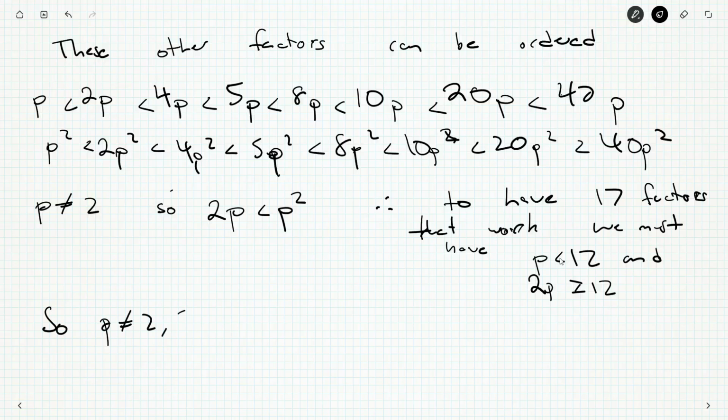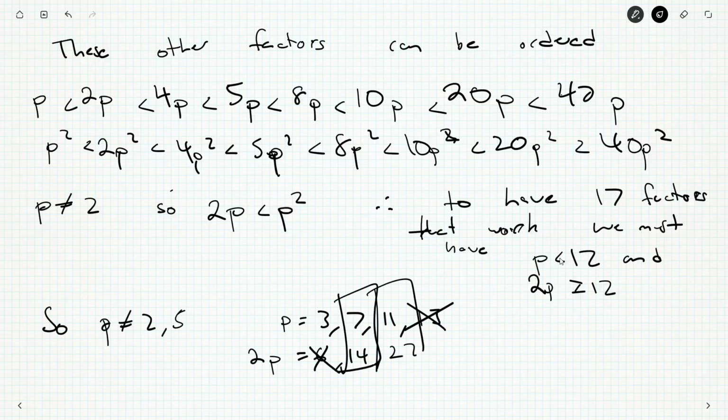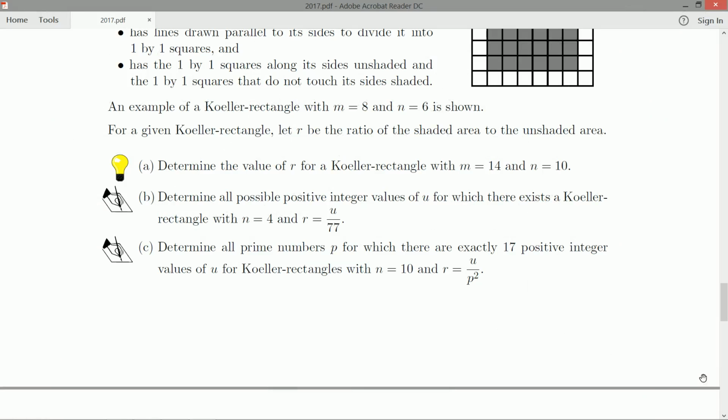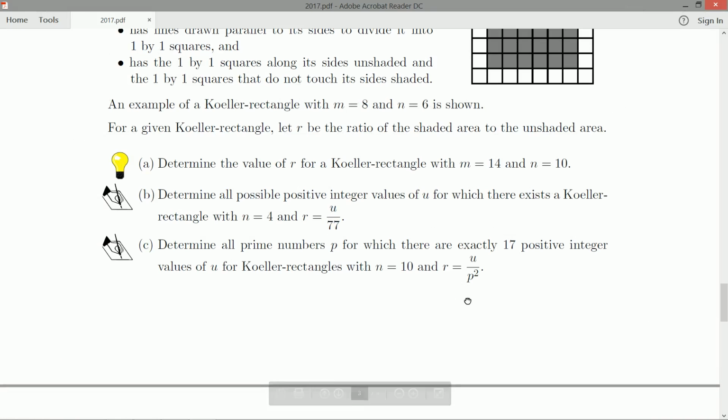So p is not 2 or 5. So p could be 3, 7, 11. Can't be 13. 13 is now too big. It's over 12. But that would make 2p equal to 6, 14, 22. Well, 6 is too small. So 7 works and 11 works. Actually there's not a whole lot else to say. P is 7 or 11. There we go. I don't know if they realized this, but 7 times 11 is the 77 we get down here. I think it's just a coincidence because of this p squared stuff.